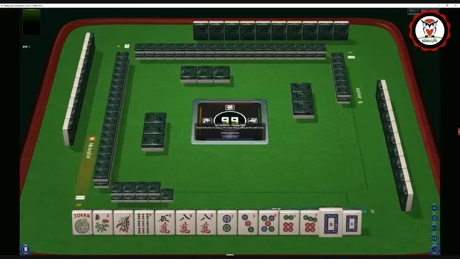We have a joker, a flower, 1, 9 in bams, 5, 8 in cracks with a pair of eights, 2, 3, 5, 6, 7 in dots, and a pair of white dragons.